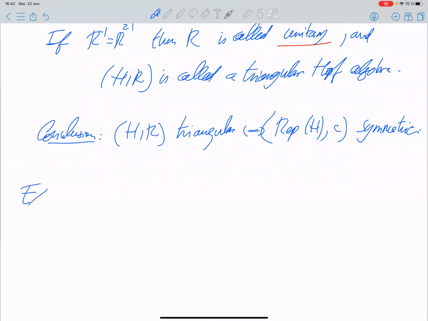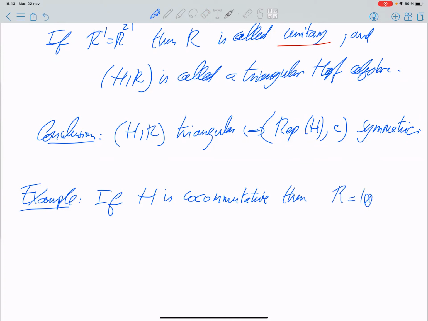Here is a trivial example. If H is co-commutative, then the trivial R matrix provides a triangular structure on H.